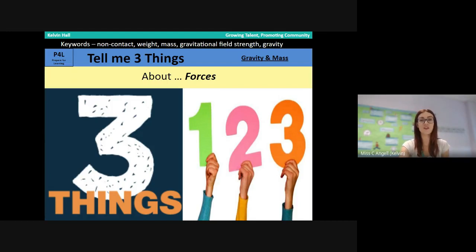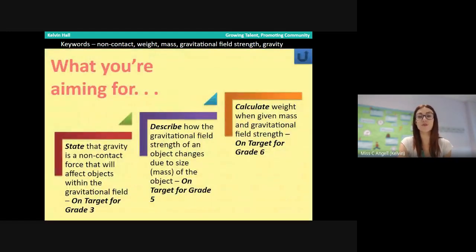Okay, so I hope we've got those creative juices flowing now. By the end of today's lesson, we should be able to state that gravity is a non-contact force that will affect objects within the gravitational field. We should be working towards describing how the gravitational field strength of an object changes due to size or mass of the object. And we're going to really push today, Year 6, to calculate weight when given mass and gravitational field strength.